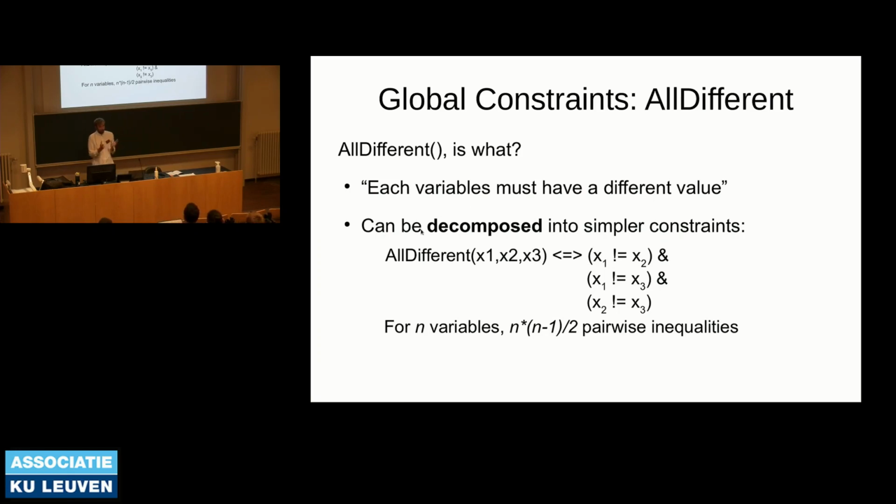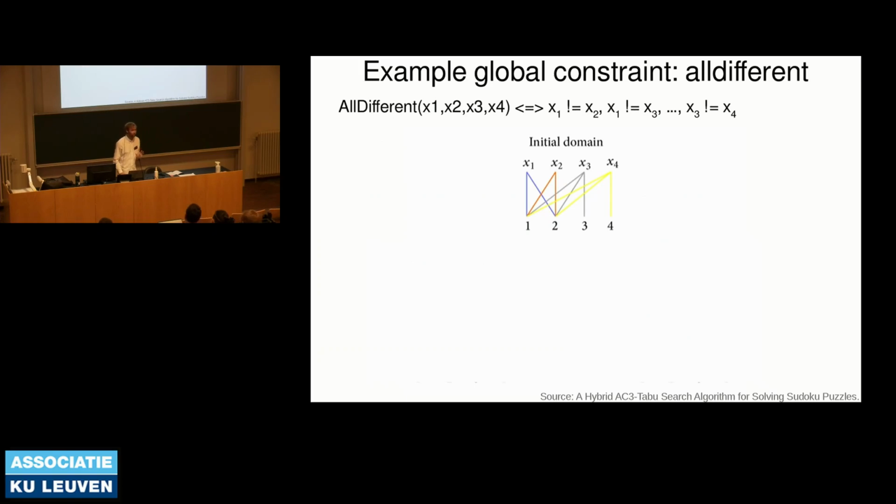Now, what you can do is encode this in terms of much simpler constraints. You can decompose it, as we say in the constraint programming literature. If it has 3 arguments, you can decompose it into 3 inequalities: namely, x1 has to be different from x2, x1 from x3, and x2 from x3. So for n variables, you can decompose it into n times (n minus 1) over 2 pairwise inequalities. But maybe you shouldn't. So would it be meaningful not to do that?